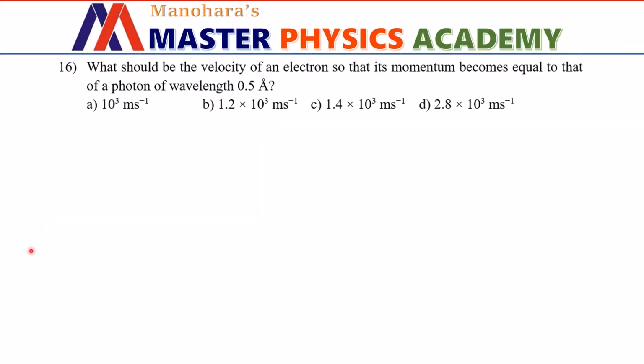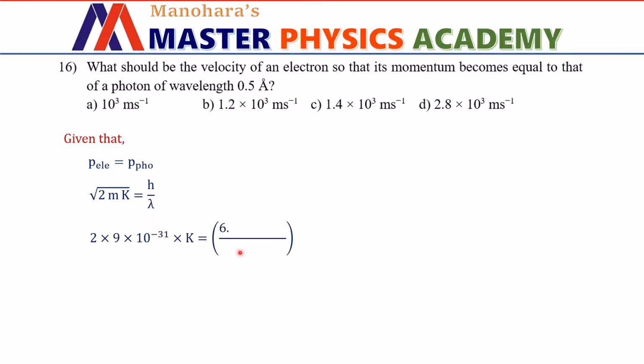What should be the velocity of an electron so that its momentum becomes equal to that of a photon of wavelength 0.5 angstrom? Here it is given that the momentum of the electron is equal to the momentum of the photon. The momentum of the electron is given by the formula root of 2 times mK, where m is the mass of the electron and K is the kinetic energy of the electron. The photon momentum is given by Planck's constant divided by the wavelength of the photon.